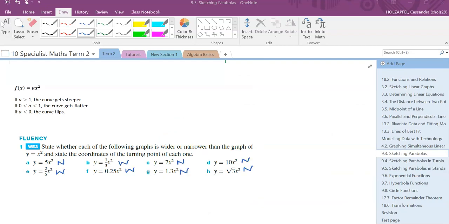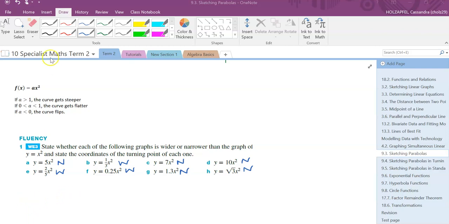All right, so all I did was go in and write N for narrower or W for wider. If a is greater than 1, the curve is getting steeper and so therefore it's narrower. So any coefficient that was bigger than 1, I've put an N next to. Similarly, if it is a fraction or a decimal between 0 and 1, I've said that it is wider. So that's our first type of transformation, or our first thing that we've manipulated.